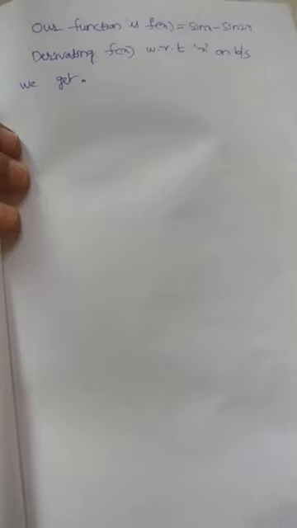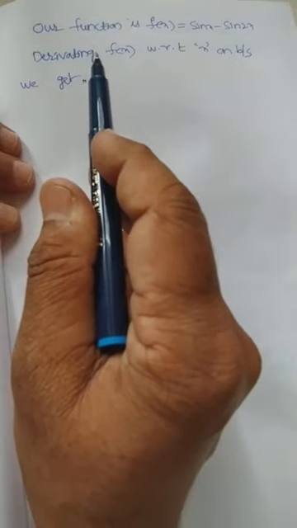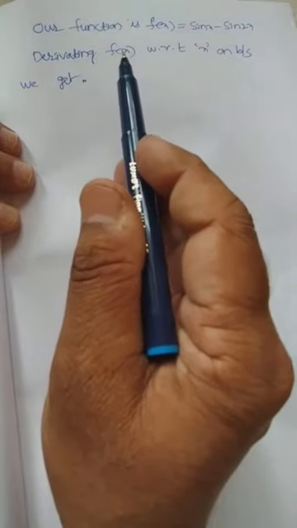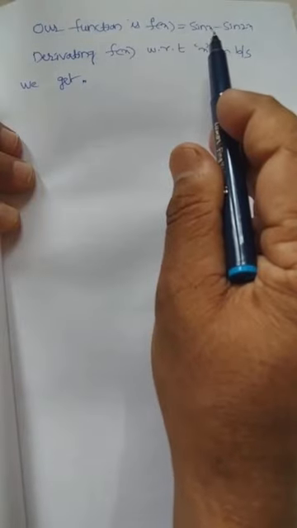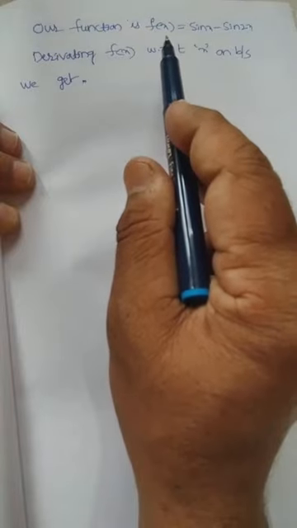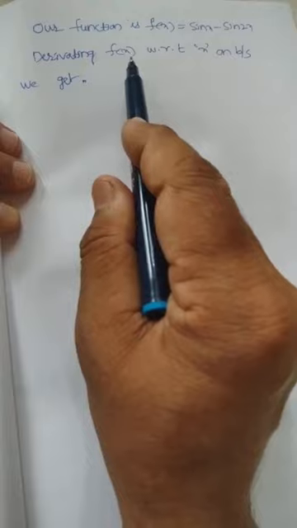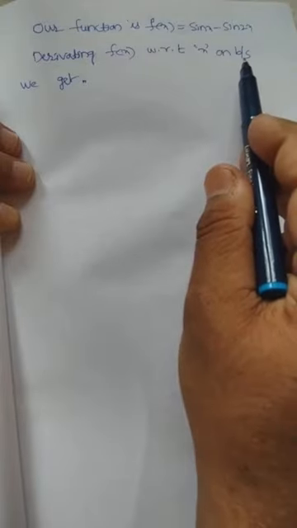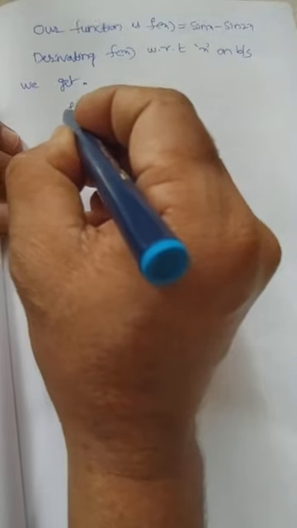Now the second step. What is our second step? To get f dash of x. Our function is f of x equals sin x minus sin 2x. How could I get the f dash of x value? If I differentiate the function f of x with respect to x on both sides, we get the derivative of f of x.